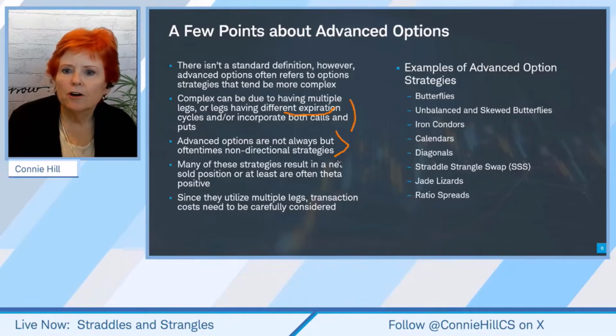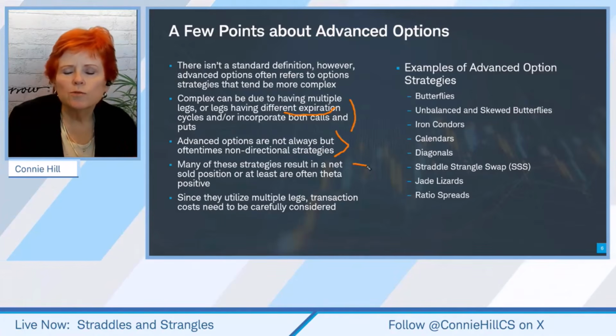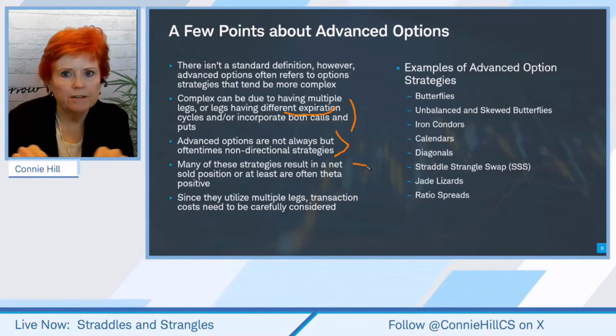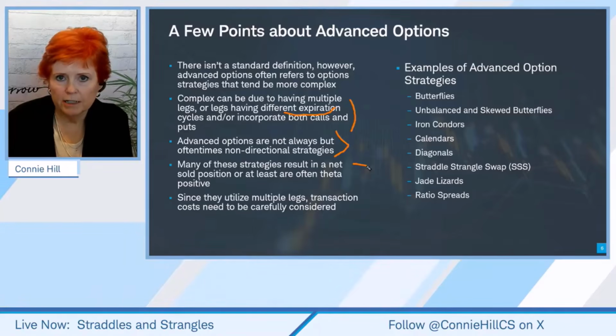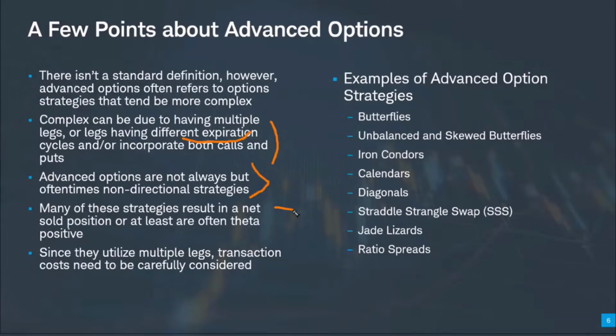Now, those of you that maybe aren't quite as familiar with straddles and strangles, we're going to get into that, but essentially this. A straddle is where we're using an at-the-money call and an at-the-money put. So they're going to be the very same strike price. A strangle, and again, these are long strangles as opposed to short, we go out of the money.